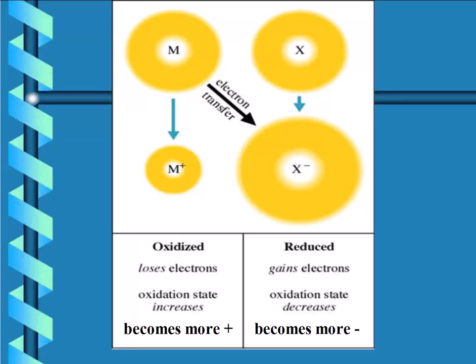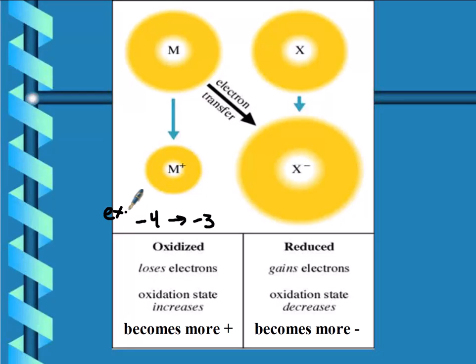When something's being oxidized, that means it's losing electrons. The oxidation state will increase, and when it increases, it becomes more positive. Notice I did not say it becomes positive, I said it becomes more positive. So it may have gone from -4 to -3. That would mean it's oxidized because the oxidation state is increasing.